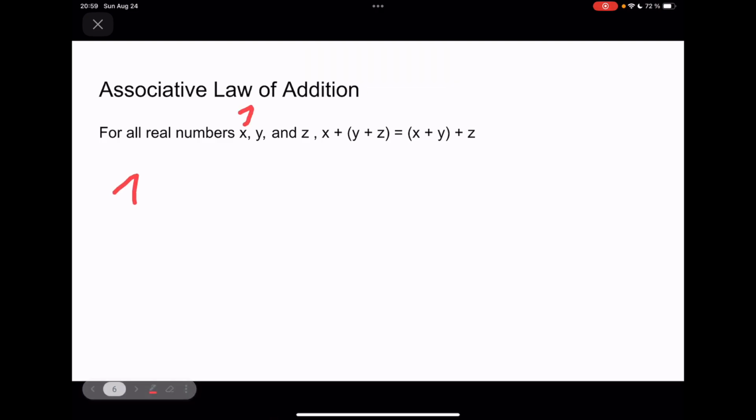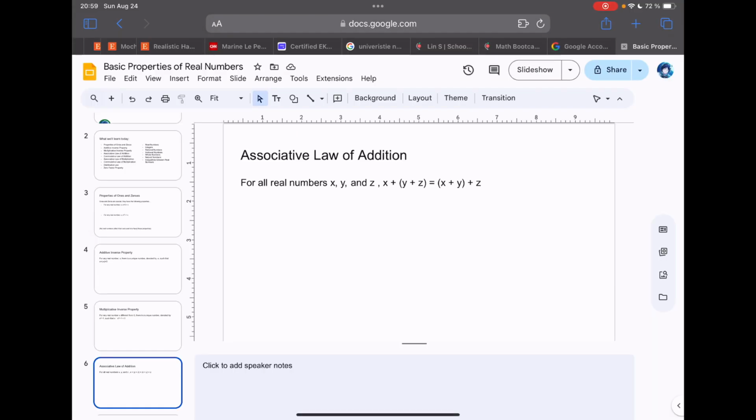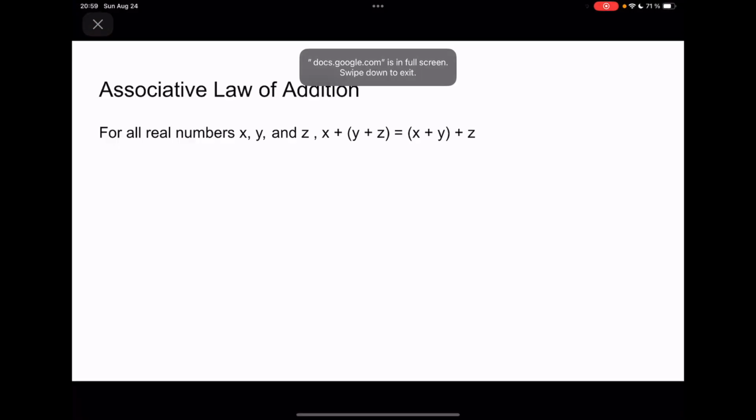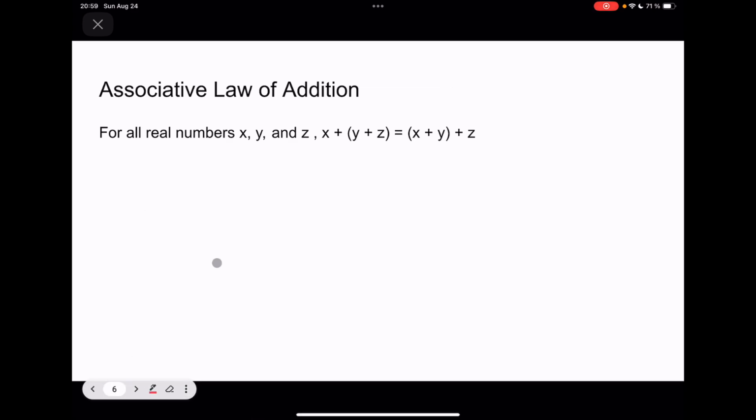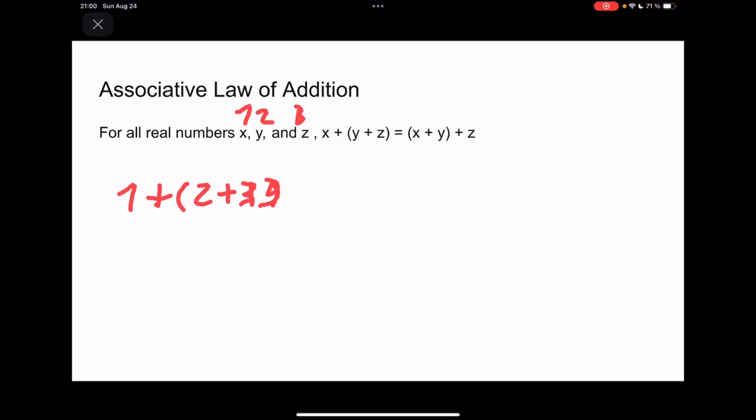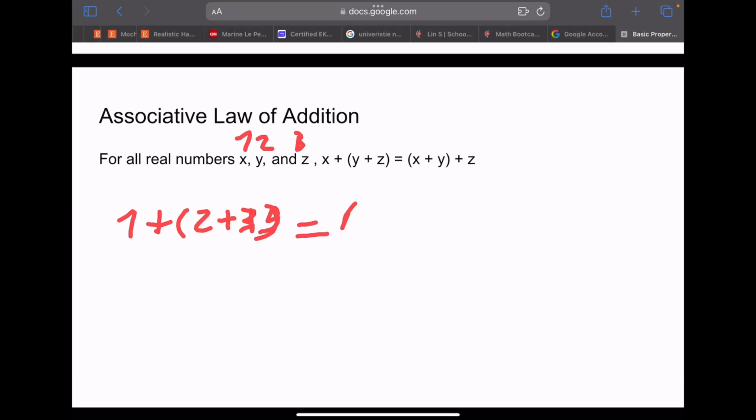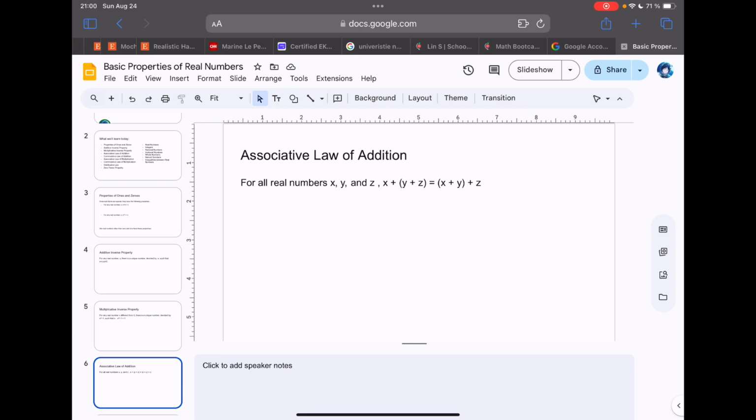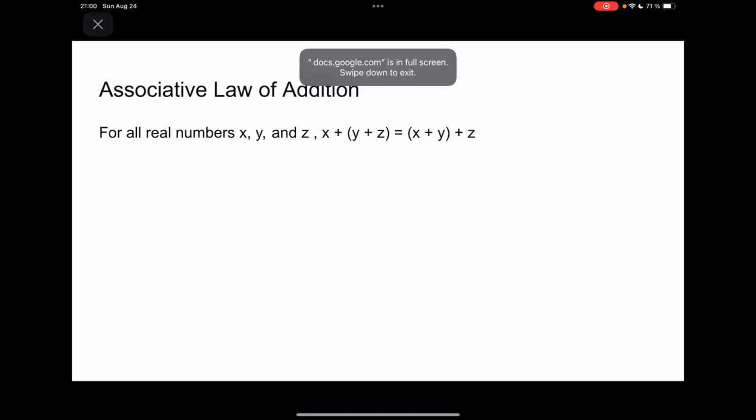So x is 1, y is 2, z is 3. 1 plus (2 plus 3) equals (1 plus 2) plus 3. So basically, 1 plus (2 plus 3) equals (1 plus 2) plus 3. It's just both equal to 6.